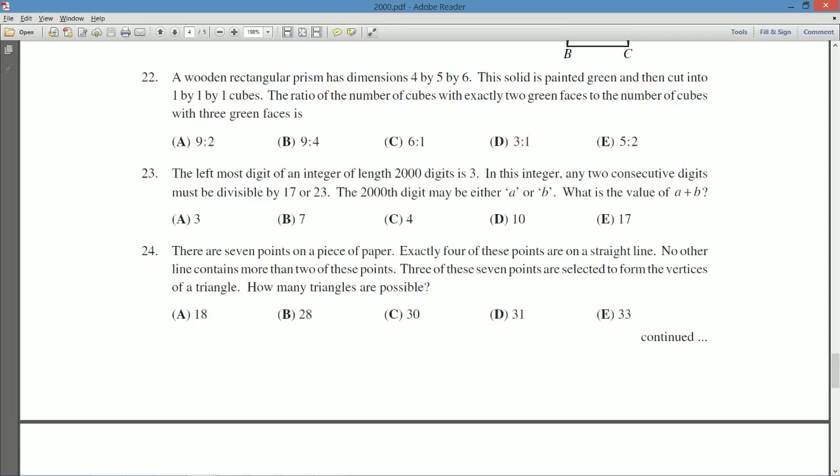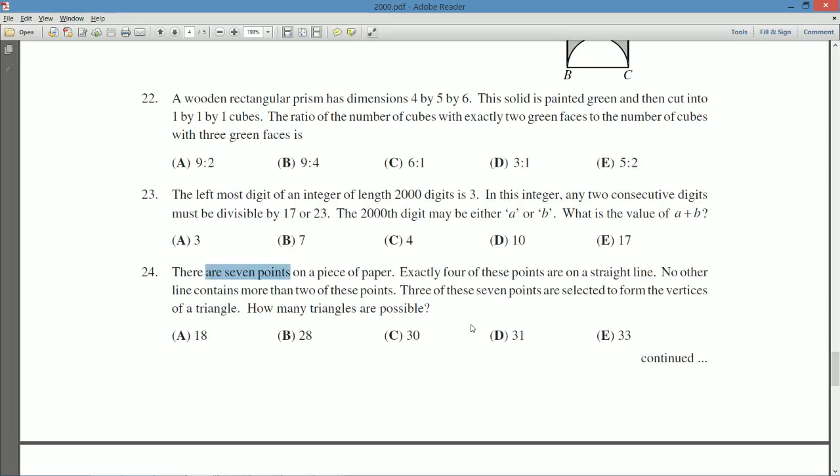So, question 24 says there are 7 points on a piece of paper. Exactly 4 of these points are on a straight line. No other line contains more than 2 of these points. 3 of these 7 points are selected to form the vertices of a triangle. How many triangles are possible?